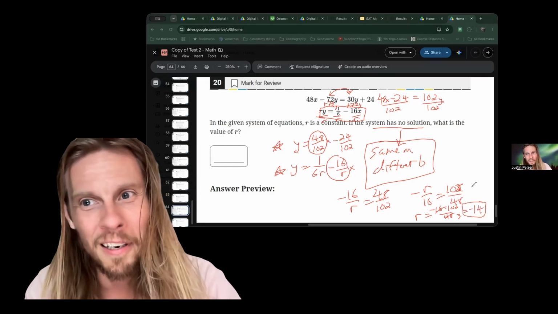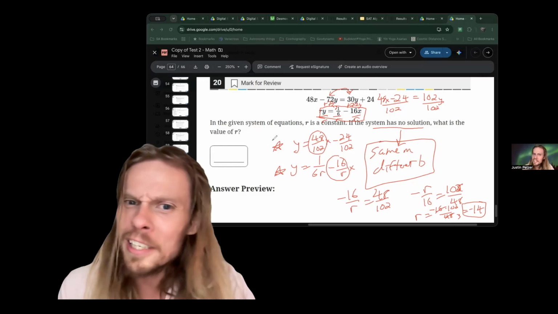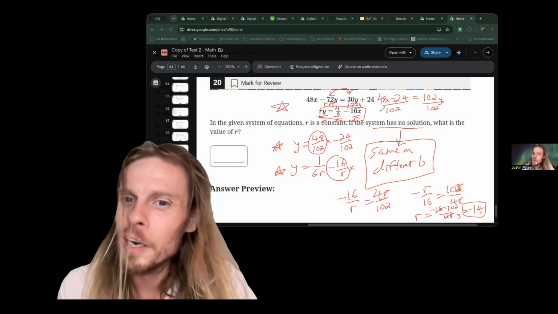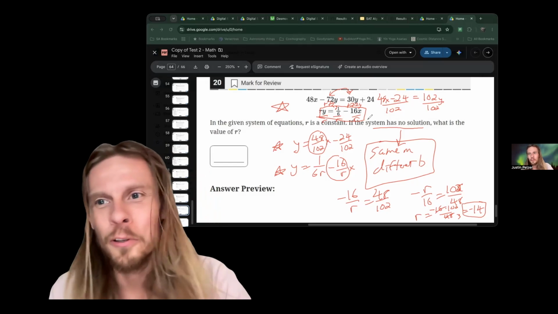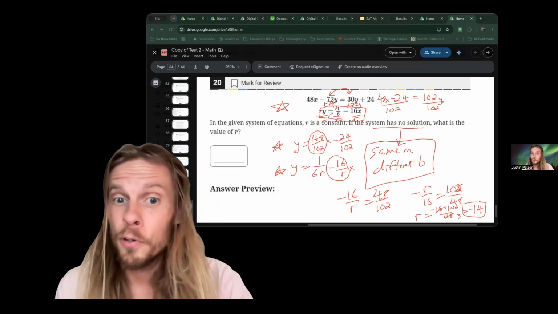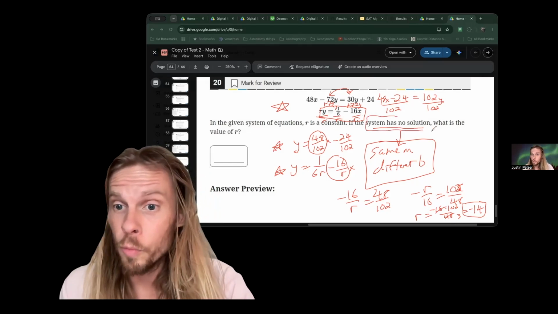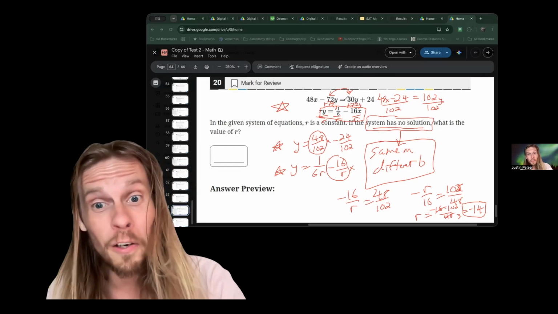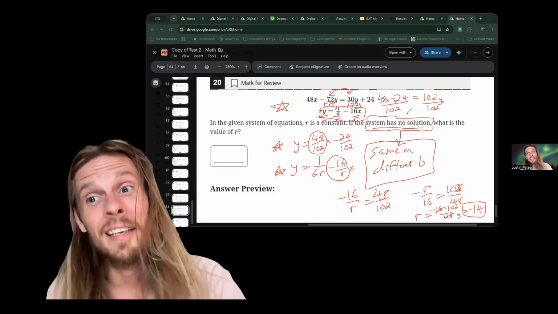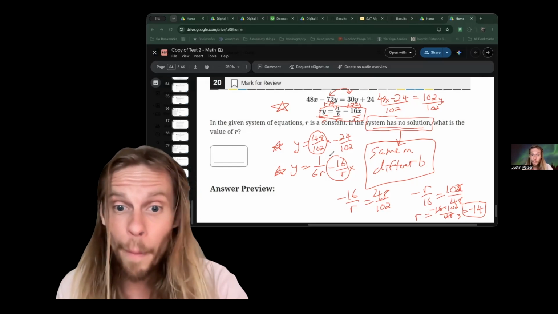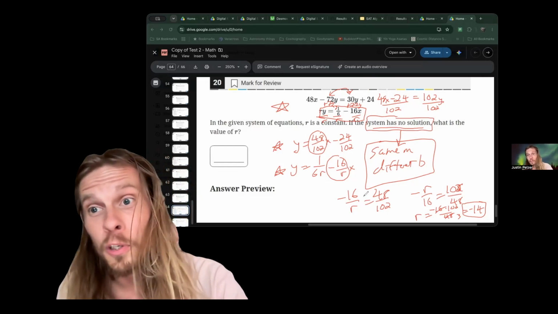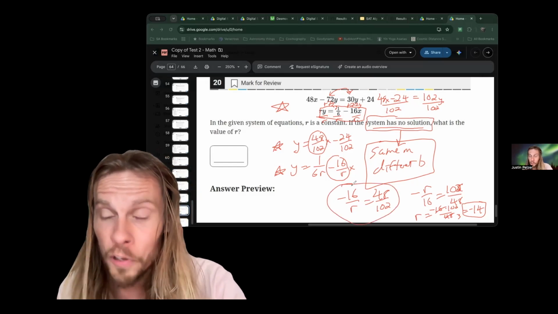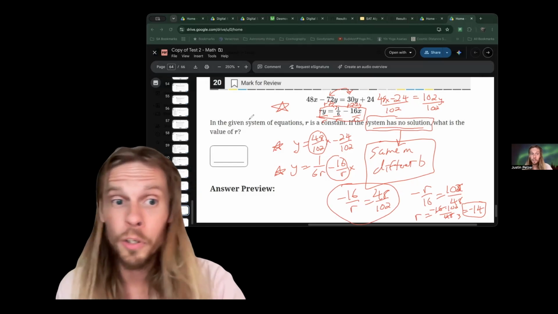Math is fun. Could we have seen that when we saw this question? Absolutely not. But do we know what to do when a system has no solutions? Yes, we do. Do we know how to solve for y in a question? Yes, we do. Do we know how to match slopes? Yes, we do. And do we know how to solve this equation for r? Yes, we do.